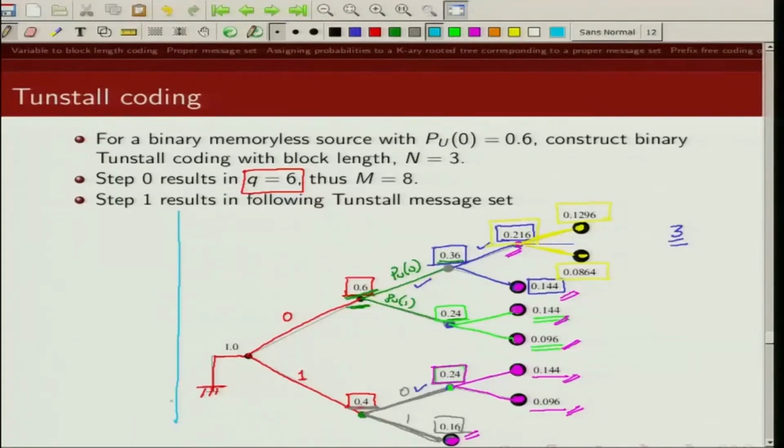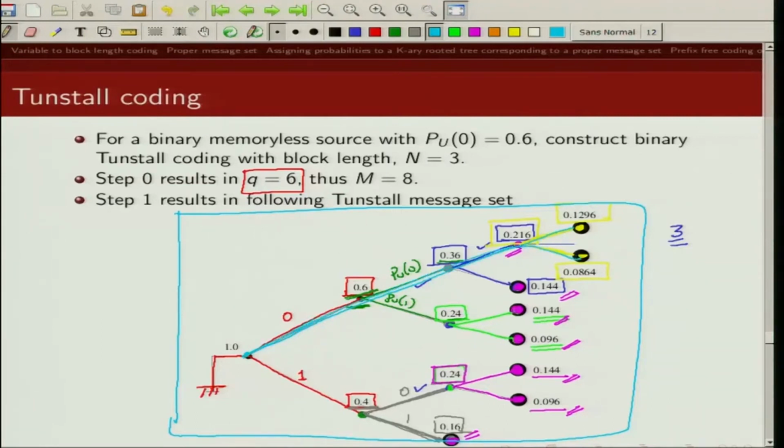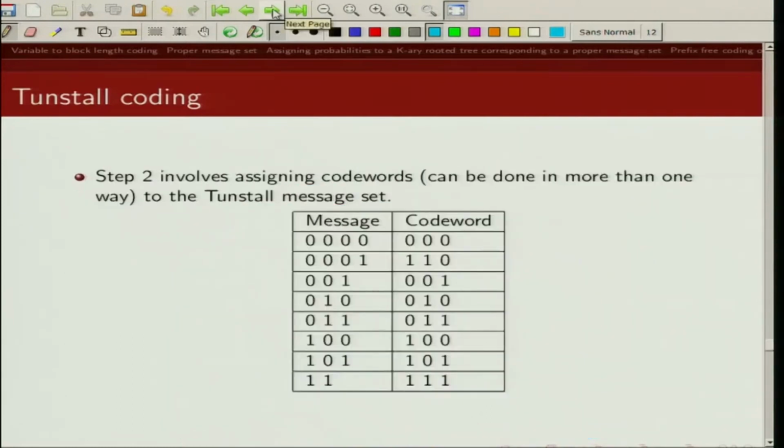So what I have constructed is a proper message set that has m equal to 8 messages, and you can see what those 8 messages are. One is this one, second one is this one, third one is this one, fourth one is this one, fifth one is this one, sixth, then you have seventh, and these are the 8. Okay.